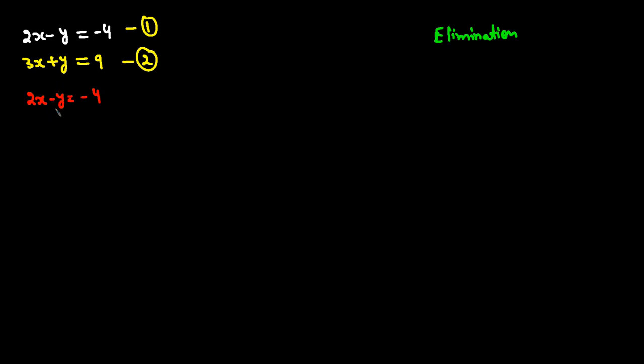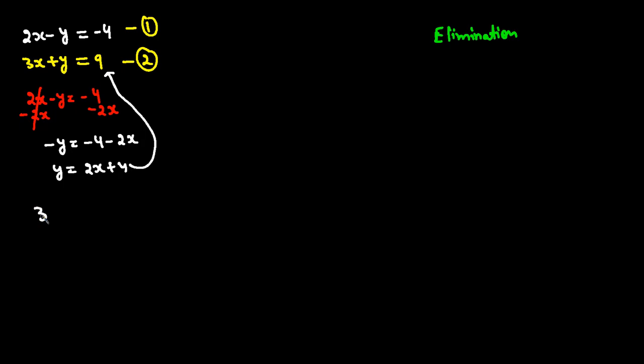I see y is a term with no variable multiplied to it, so I'm gonna find the value of y here and plug it in equation number 2. So if I subtract 2x on both hand side, that gives me, I'll cancel this out, I'm left with negative y is equal to negative 4 minus 2x, and if I multiply by negative 1 on both hand side, this gives me y is equal to 2x plus 4 or 4 plus 2x, same thing. You see, I found one variable. I'm gonna plug in this variable in the second equation. So in second equation, instead of y, I'm gonna plug in y is equal to 2x plus 4. So we got 3x plus 2x plus 4 is equal to 9.